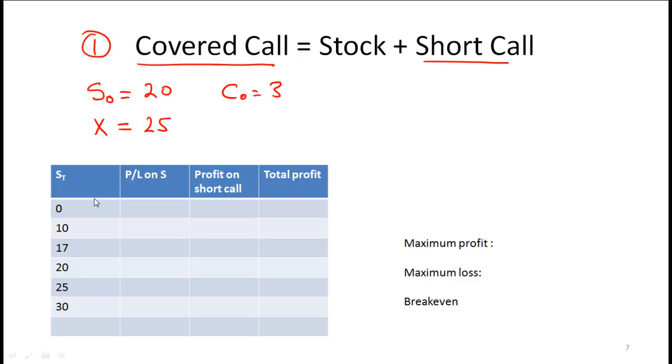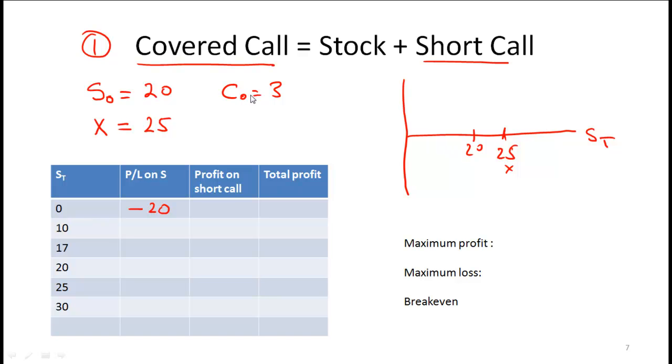So you bought it at 20. If the stock goes down to 0, then your loss on the stock is 20. What about the profit or the loss on the short call? Actually I'm going to draw this out while we are talking. These are now our profit diagrams. So this is ST, this is 25, which is our strike price, and this is 20, which is how much we initially bought the stock for.